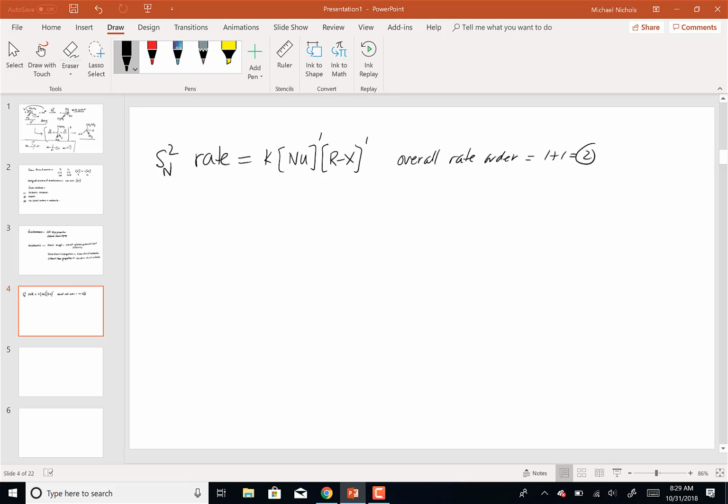So what does that mean in terms of doubling the concentration of nucleophile? Double the concentration of nucleophile, and what happens to the rate? It doubles. Make the nucleophile stronger, and what happens to the rate? Faster, slower, same? Faster. Why? Because the nucleophile is part of the rate equation. It's part of the rate determining step.